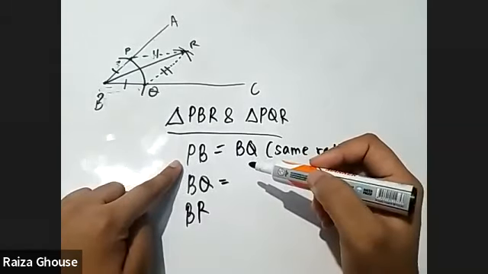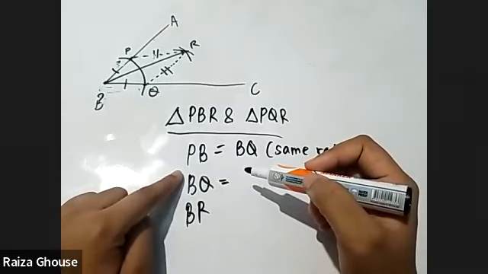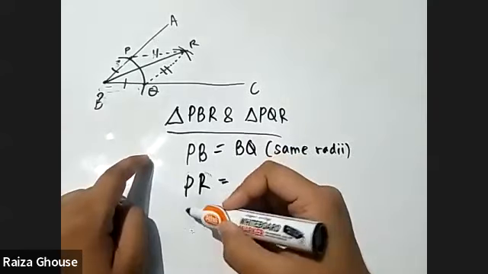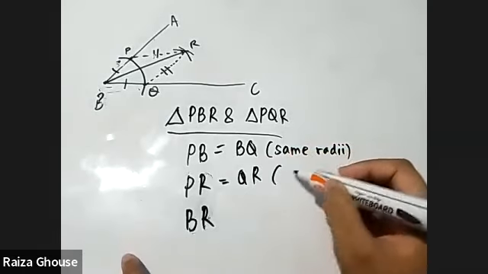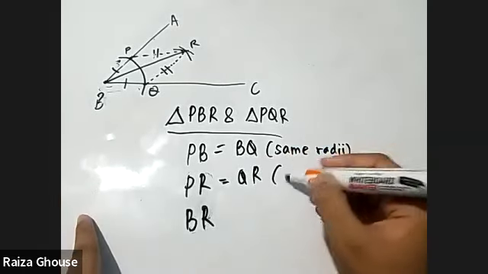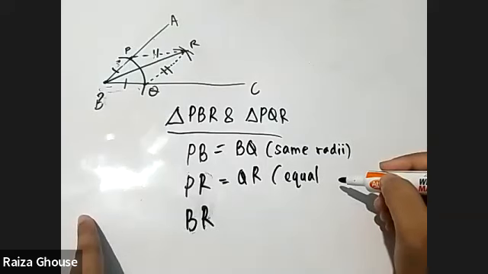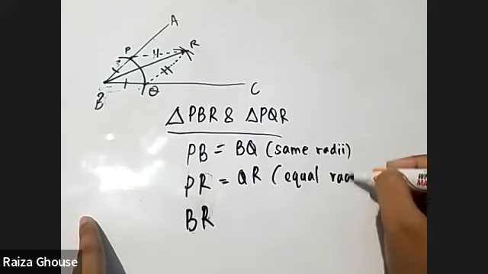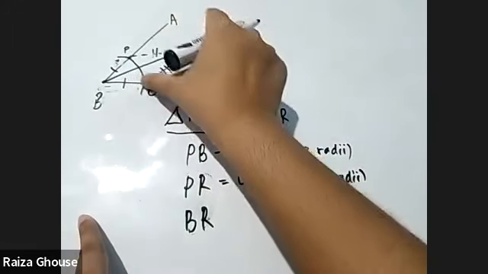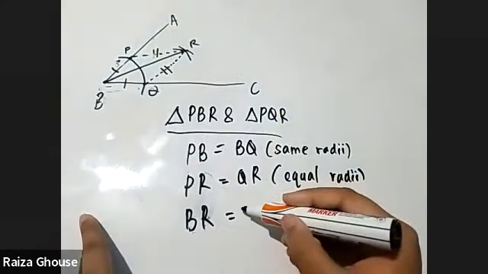If I take the side PR, I can say PR is equal to QR. The same thing you can write down. You can write equal arcs. Two equal arcs are drawn from the points P and Q. It's actually given in the question. Equal radii, again, same radius. Taking the same radius in the compass, keeping here, drawing, keeping here, drawing. Now BR is equal to BR. It's a common side.